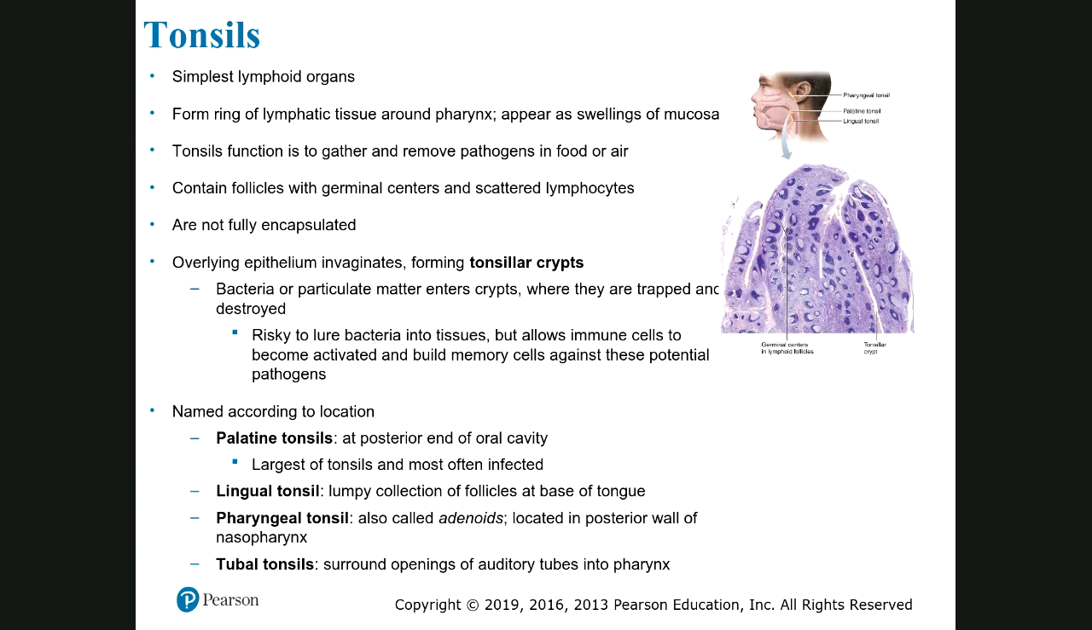All right, so the most important thing is that they contain germinal centers. They have those tonsillar crypts that remove pathogens and destroy them. And they also allow the immune cells not only to destroy them, but to develop memory, to be activated and build memory cells against those potential pathogens.